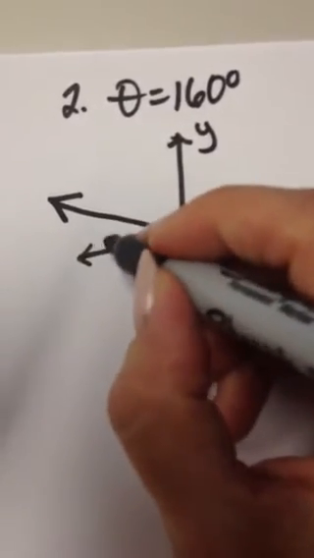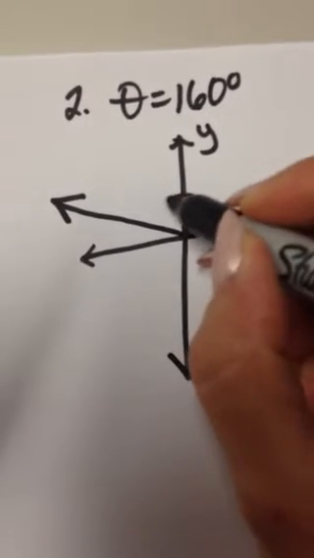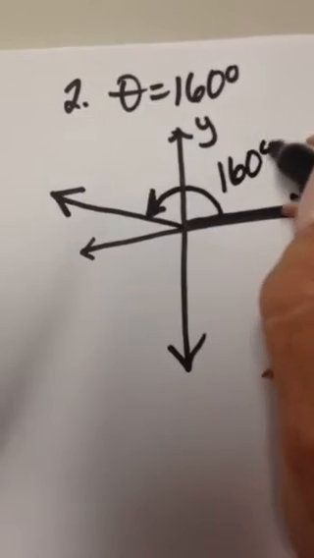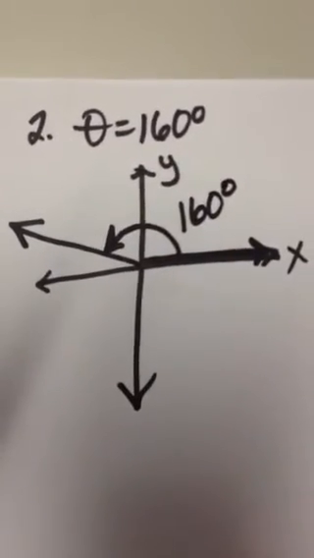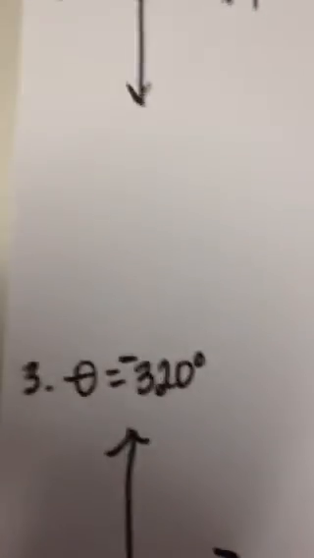This should be about 20 degrees right here. You should think about that when you're actually drawing it. But this entire angle, counterclockwise because it's positive, is 160 degrees. That should be fairly straightforward for you as well. So let's go to our third example.